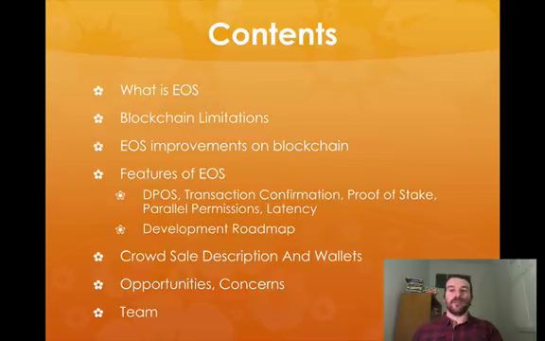Here's a breakdown of what we're going to talk about today. I'm going to show you what is EOS. I'm going to show you the blockchain limitations and the EOS improvements on the blockchain. That's what this application is bringing new to the industry. The features of EOS, such as DPoS, transaction confirmation, proof of concept, proof of stake, parallel permissions, and latency. And we're going to have a look at the roadmap of the development of this tool.